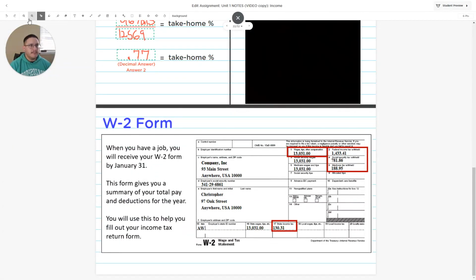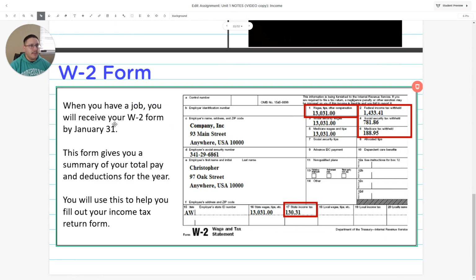W-2 form. When you have a job, you will receive your W-2 form by January 31st. This form gives you a summary of your total pay and deductions for the year. You will use this to help you fill out your income tax return form.